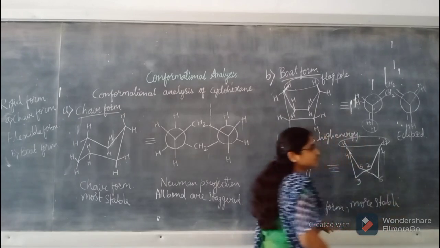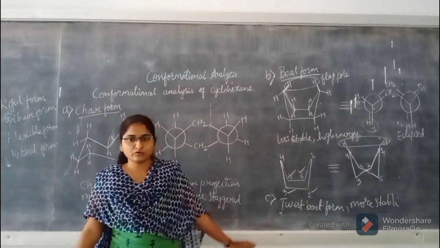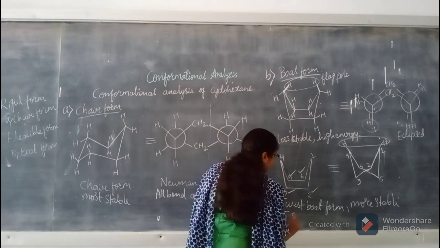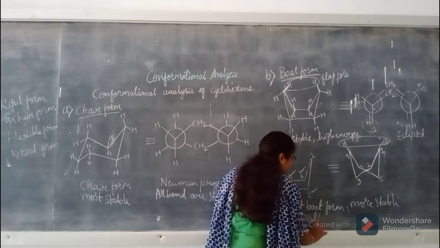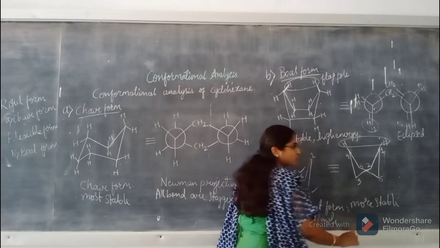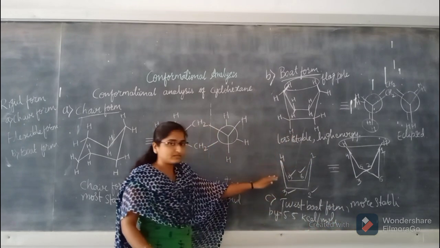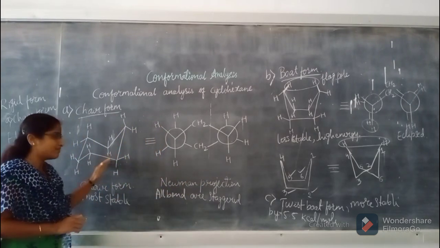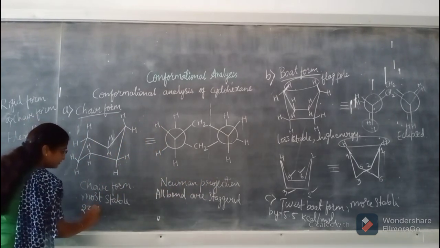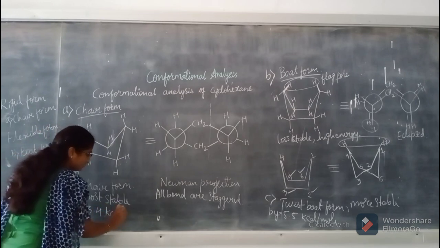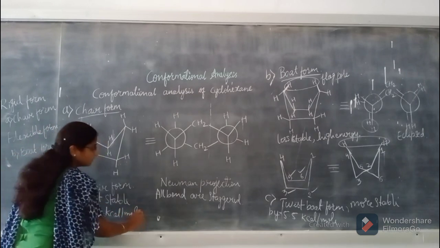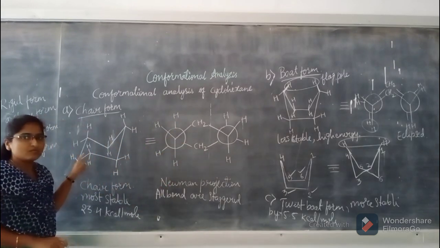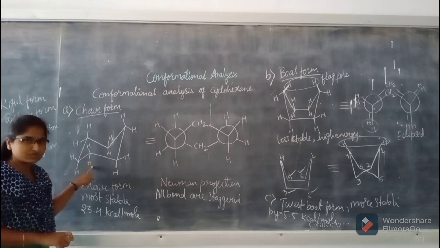Twist boat form is more stable when compared to the boat form by 5.5 kilocalories per mole. It is stable by 5.5 kilocalories per mole, and this twist boat form is less stable when compared to the chair form by 23.4 kilocalories per mole. We can say that among these three, chair form is the most stable conformation.